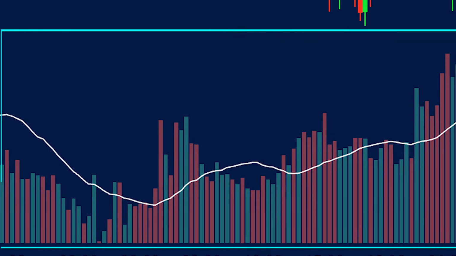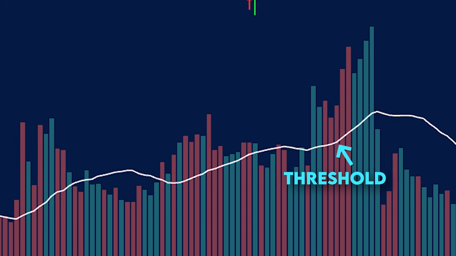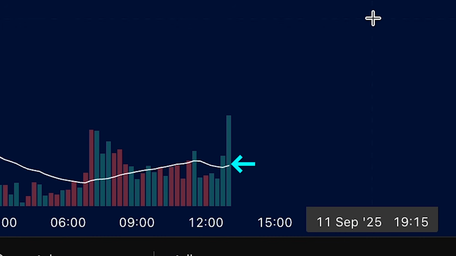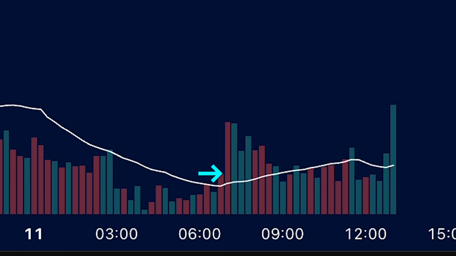Now you have green and red histogram bars showing volume per candle, plus a white moving average line as your threshold. Only take entries when the triangle confirmation candle has a volume bar that closes above that white MA, green bar above the MA for longs, red bar above the MA for shorts.